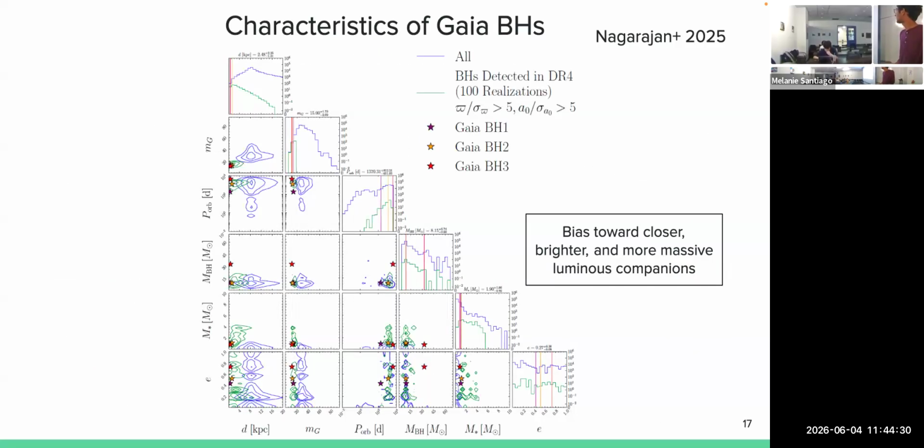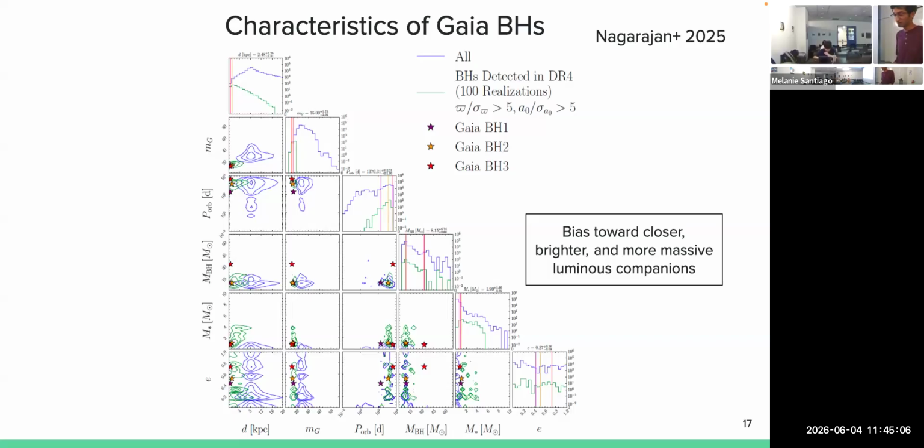So you can ask what the characteristics of Gaia black holes are. Maybe I'm obligated to show some imposing-looking corner plot in this talk, and then, of course, nobody looks very closely at any single panel. So I'm just going to summarize this corner plot and say, what we can do with this forward modeling is say, okay, we have the distribution of parameters for all the black holes from the populations in this modeling. You apply the selection cut, and it gives you these different distributions. What happens is you get a bias toward closer systems, brighter companions, more massive companions. This is exactly what you would expect.